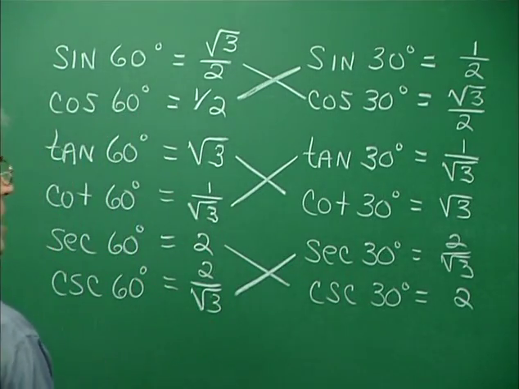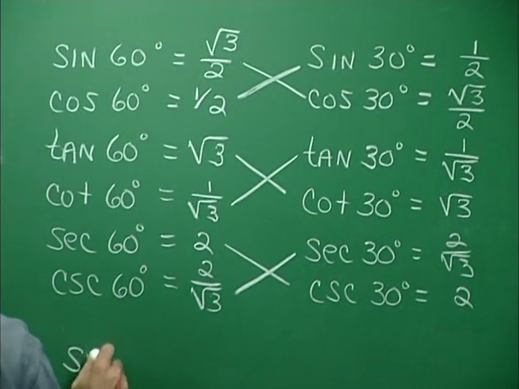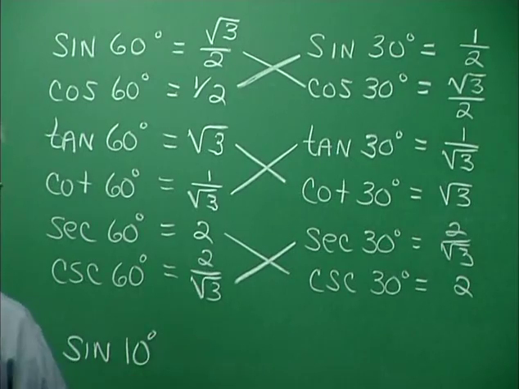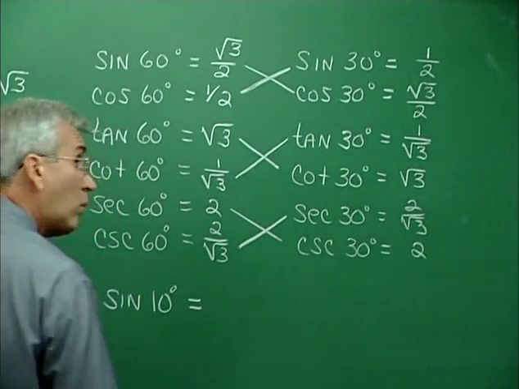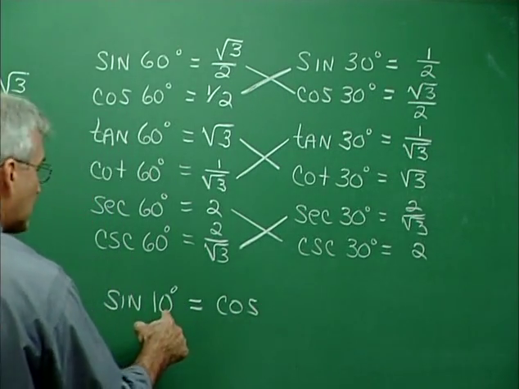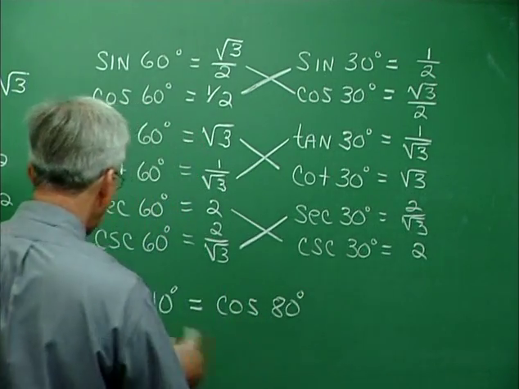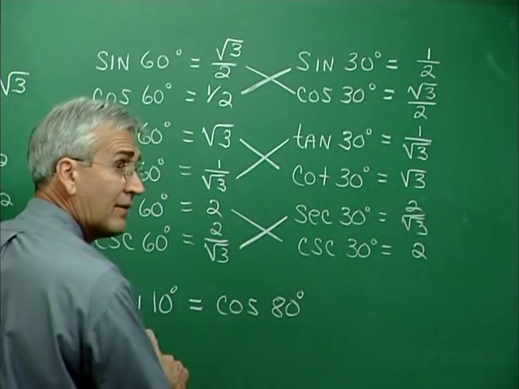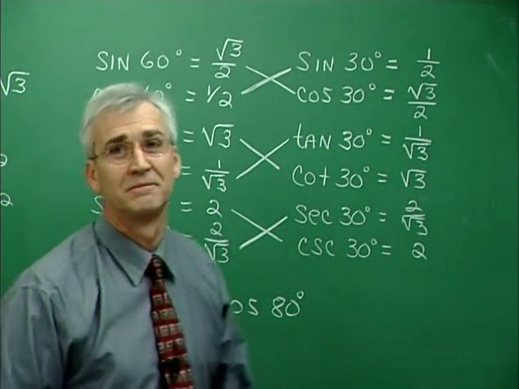You don't have to say all of that every time you use this notion, but it's the idea that if we know, for example, the sine of 10 degrees has a certain value, then we know that value is equal to the cosine of its complement, which is 80 degrees. We know that the sine of 10 degrees is equal to the cosine of 80 degrees. If we know one of these, then we automatically know the other.